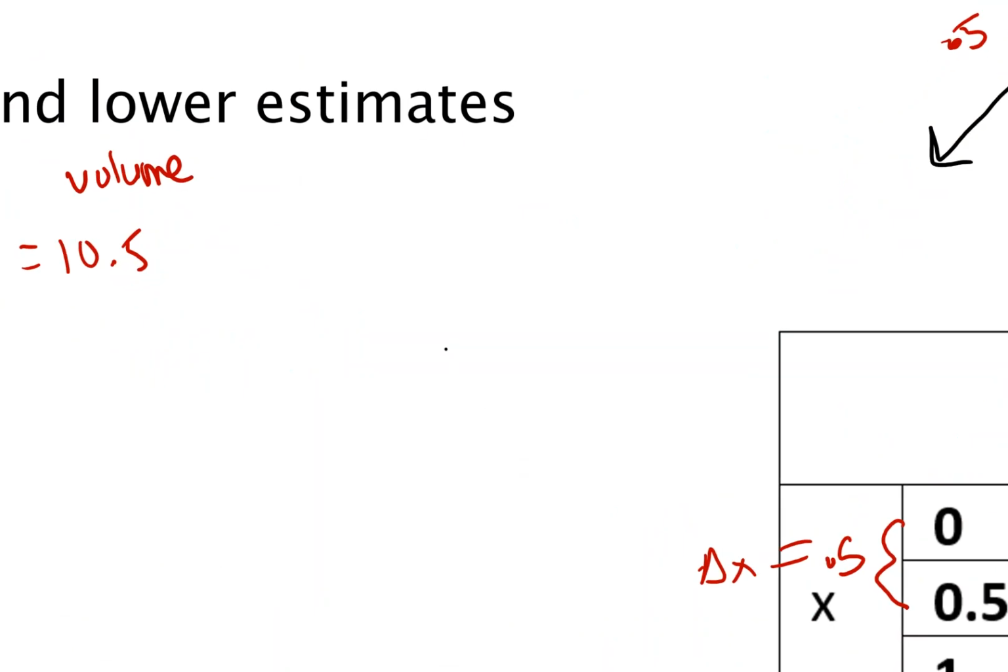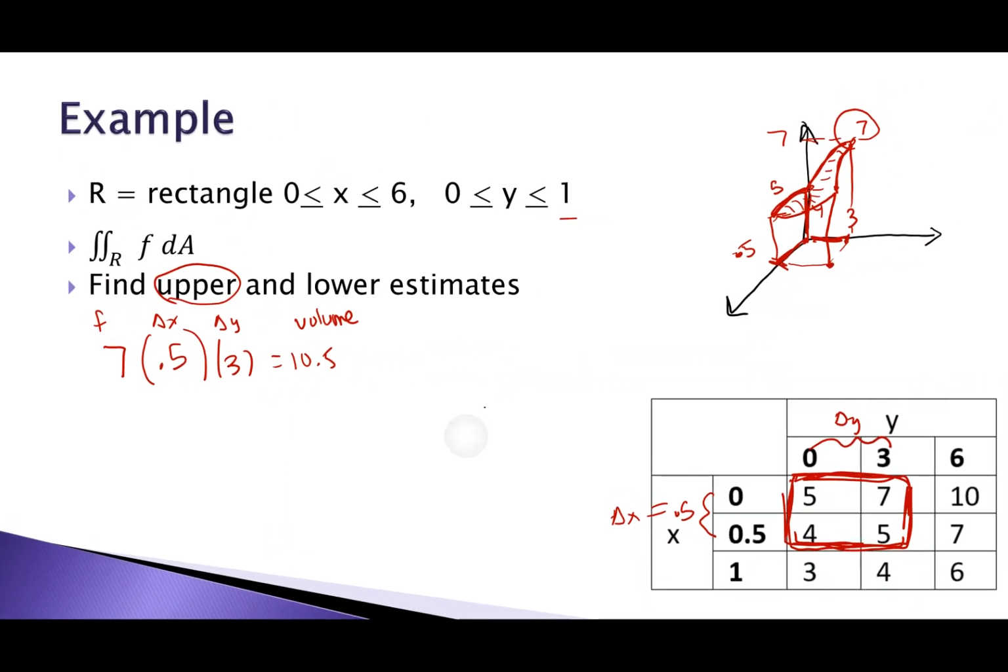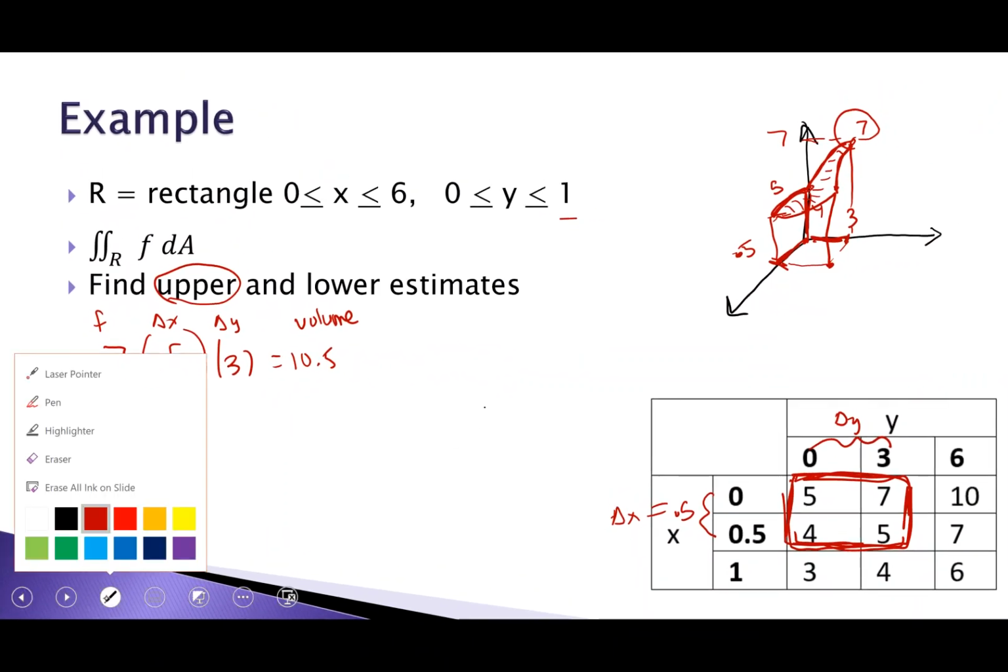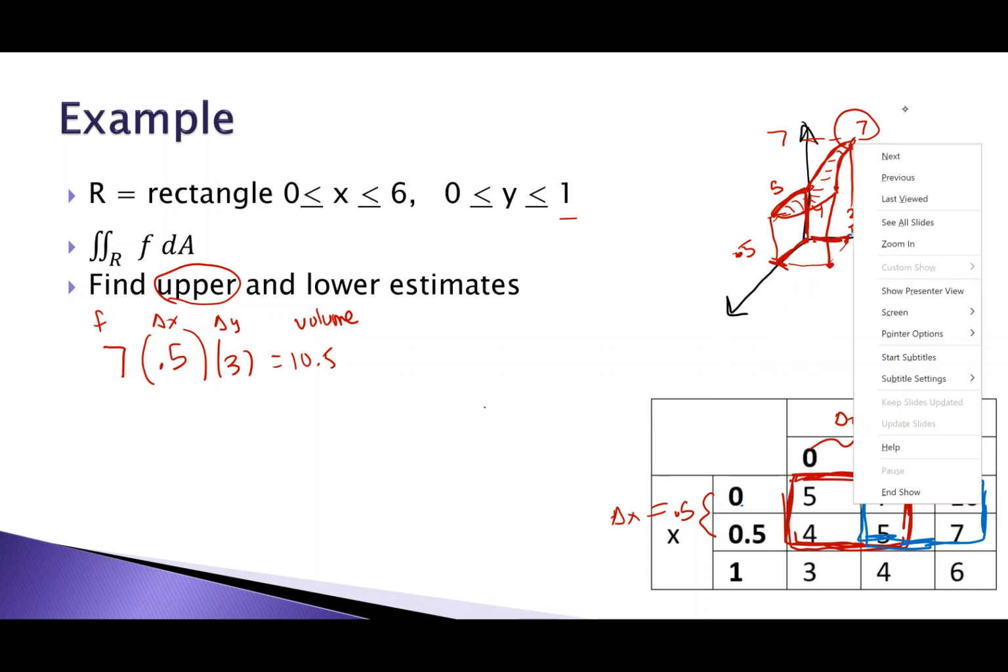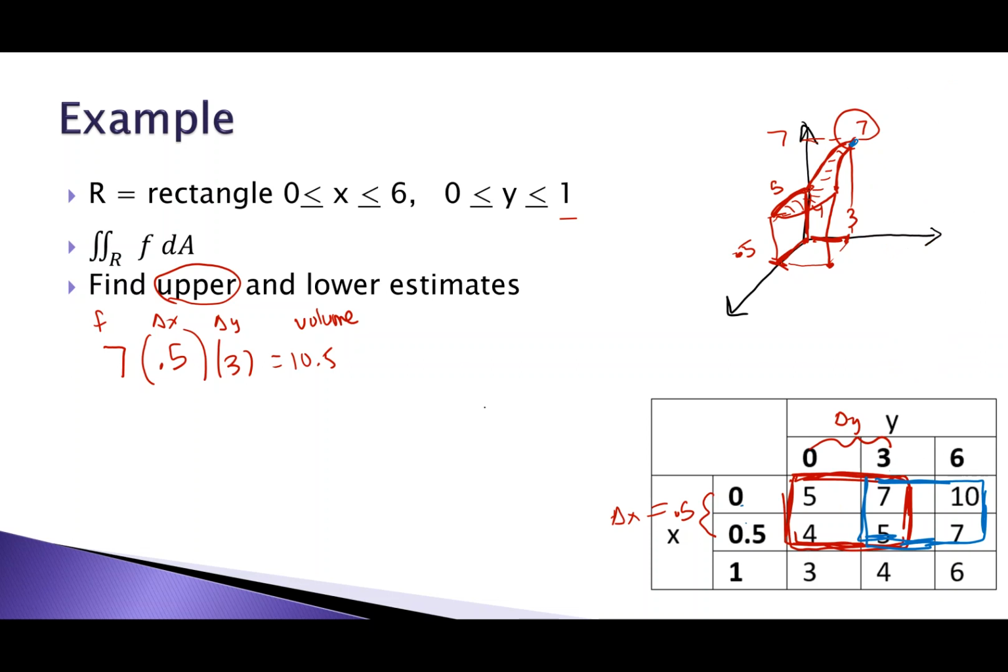Now I'm going to make another rectangle. Let's change the color. Let's make it blue. So here's another one right here. And here's how I'm going to interpret that. When x is 0 and y is 3, that's right here, my height is 7. When x is 0 and y is 6, my height is 10. So that function goes up there.